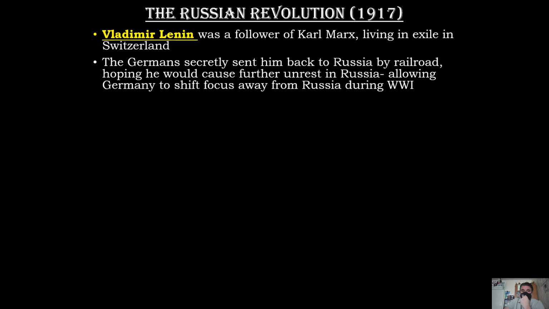Reportedly, the Germans secretly sent him back to Russia by railroad, hoping he would cause further unrest in Russia, allowing Germany to shift focus away from Russia during World War I. Again, at this point, the Tsar's been overthrown. But, man, Russia's still in the war. So the Germans go find this guy, who is a Russian, who had followers there, who had been seen as a troublemaker, who had been an enemy of the Tsar before and the government in general. They give him a bunch of money. They sneak him back into Russia, and they're hoping he does what he does, cause problems. Problems that hopefully will be enough to get Russia finally out of the war so the Germans don't have to worry about Russia anymore.